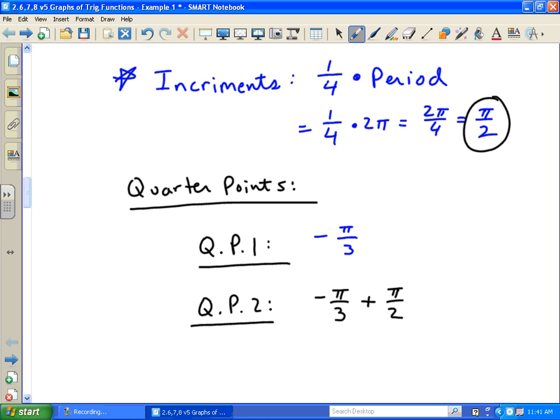All right, now here I can see I need a common denominator. So I need to multiply by 2, and I need to multiply by 3. So this will reduce to negative 2 pi over 6 plus 3 pi over 6. Okay, adding those two together, I get pi over 6. So pi over 6 is my second quarter point.